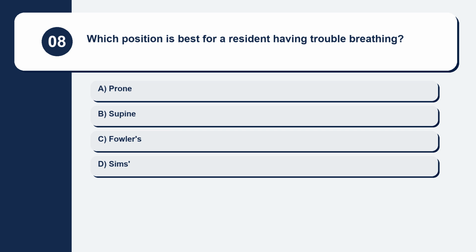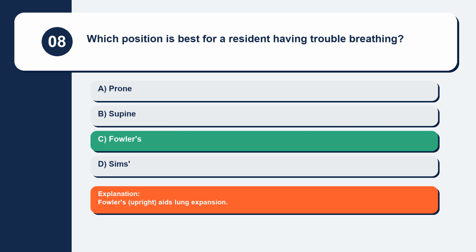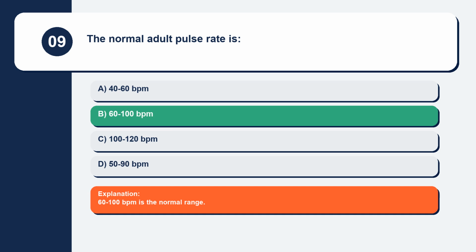Question 8. Which position is best for a resident having trouble breathing? Prone, supine, Fowler's, Sims. Fowler's upright aids lung expansion. Question 9. The normal adult pulse rate is 40-60 bpm, 60-100 bpm, 100-120 bpm, 50-90 bpm. 60-100 bpm is the normal range.